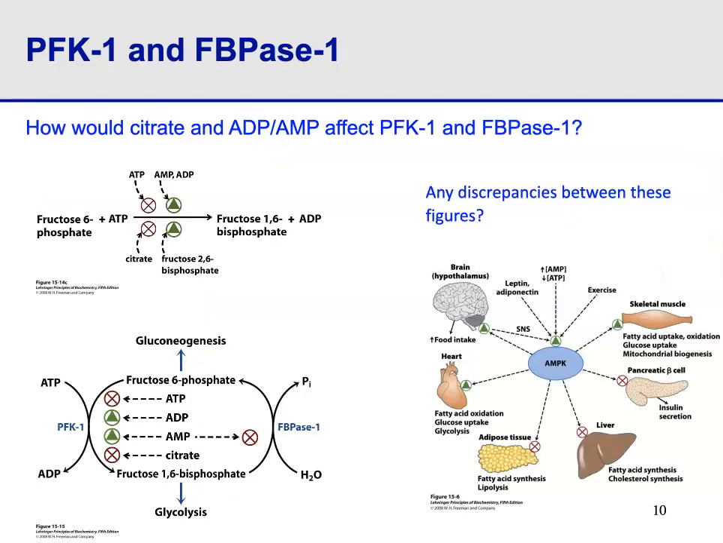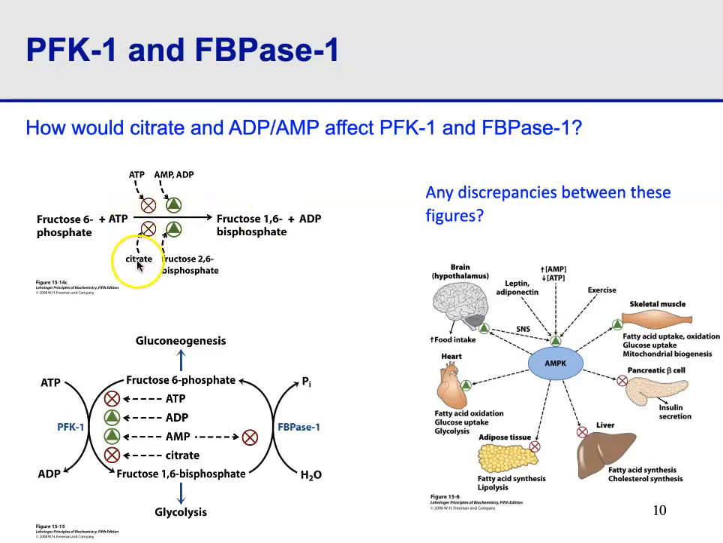Alright. Now, how would the citrate, ADP and AMP affect PFK1 and FBPase1 enzymes? Well, these figures show you that ATP would inhibit the conversion of fructose 6-phosphate to fructose 1,6-bisphosphate because we have plenty of energy and we don't want to stimulate glycolysis, while AMP and ADP would activate it in order to produce fructose 1,6-bisphosphate that will stimulate glycolysis.